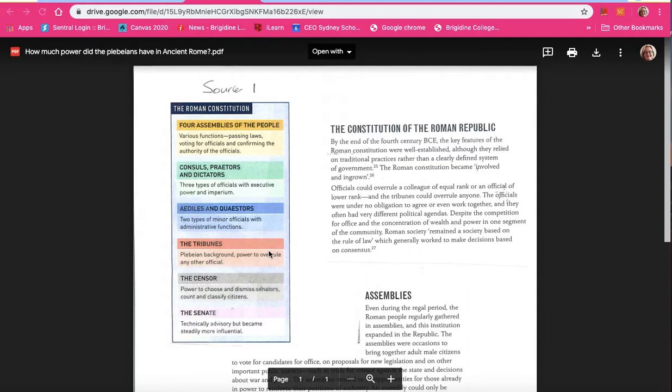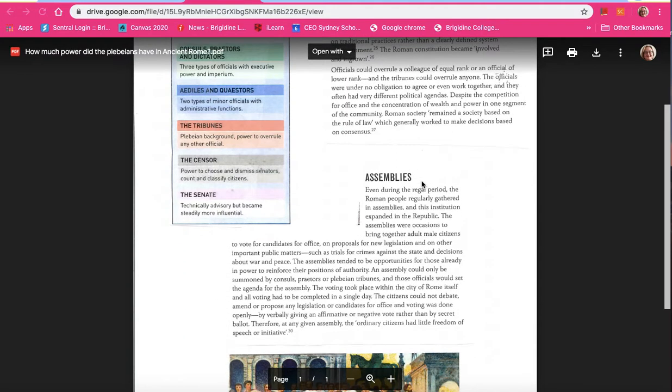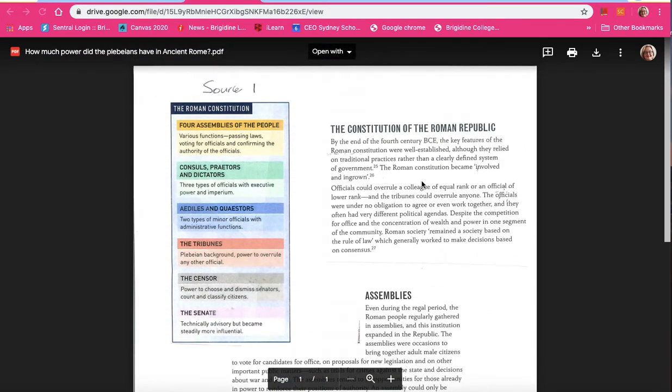So what this source work question is asking you to do is to think about what each of these sources suggest about how much power the plebeians actually had in the ancient Roman Republic. Now, all of these sources are secondary sources, which means that they were produced much later than the time that we're studying, which is that of the Roman Republic.